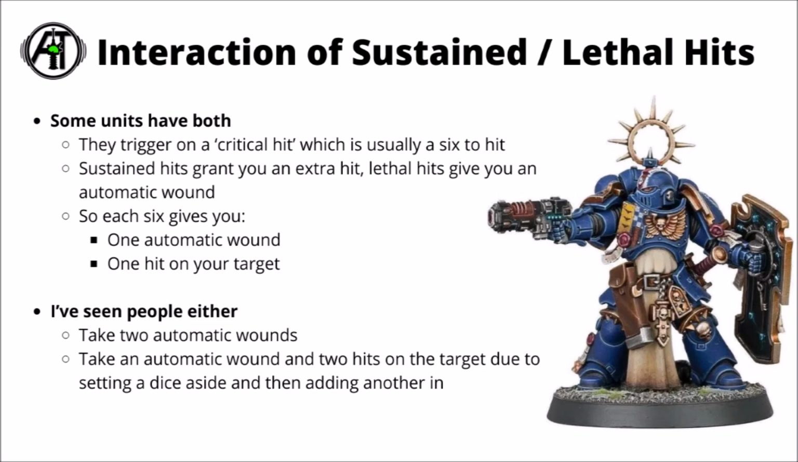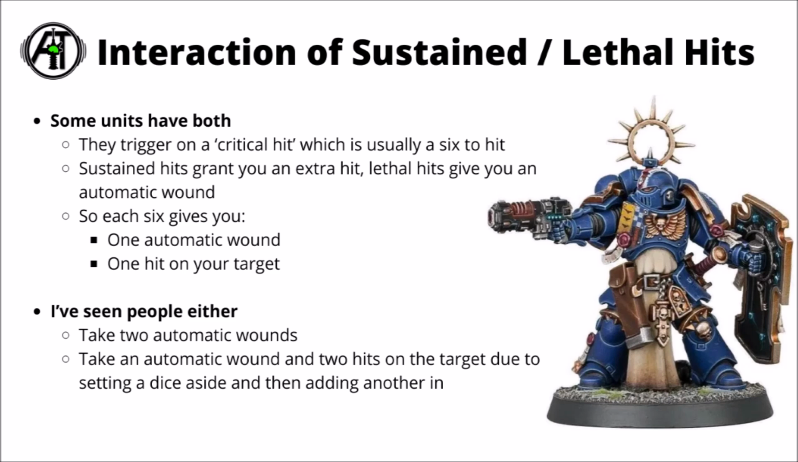When you have both going on a unit, each time you get a critical hit they trigger, usually on a 6 to hit. Sustained Hits grant you the extra hit, and the Lethal Hit gives you an automatic wound. So normally if you have both of these going, then each 6 will give you one single automatic wound, and then one single hit on your target that you will need to roll to wound for.